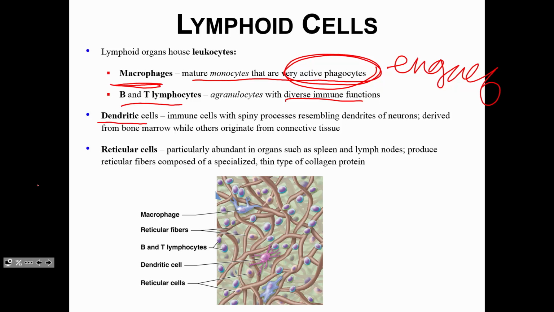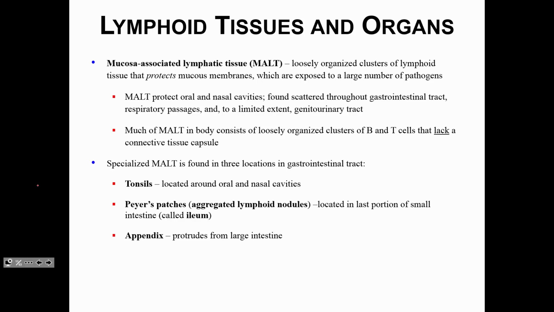And then you have the dendritic cells, which have those spiny processes that kind of look like the dendrites on neurons. They come from the bone marrow, but they originate in other places and other connective tissue. And then you have the reticular cells, which are probably the most abundant in organs like your spleen and lymph nodes. Those cells make the reticular fibers, which are made of the protein collagen. All right, so these are some of your leukocytes. And this is again that picture of that reticular tissue, which is what the lymphoid tissues are made of.